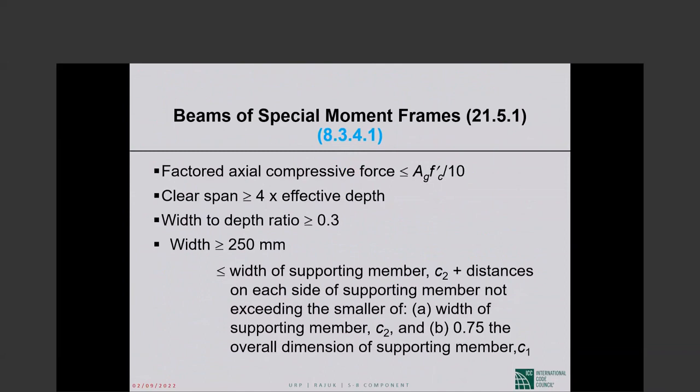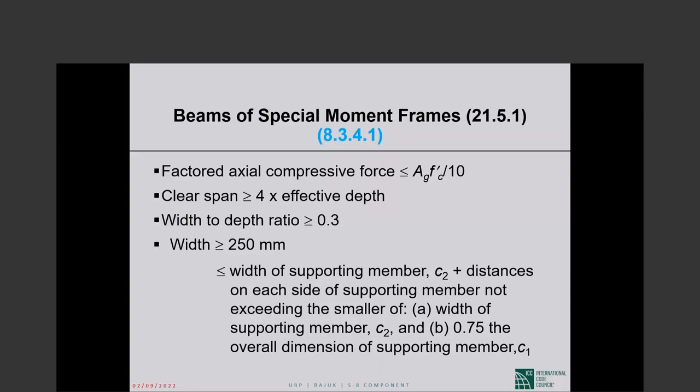Okay, we now will talk about detailing of beams of special moment frames in this section, followed by beams of intermediate moment frames. Okay. The first question is, what is a beam and what is a column? In the main body of ACI, there isn't a formal distinction because it really does not matter a whole lot. It is up to the engineer to decide.